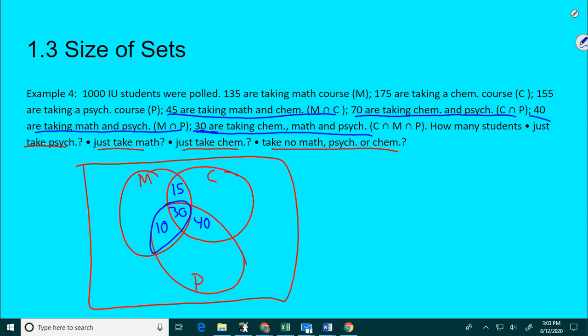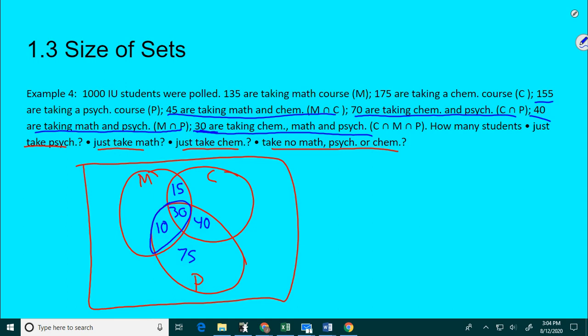And then I can start getting, because actually what it's wanting, how many just take psych, just take math, and so on. We can find those. That's what we have left now. 155 are psych. So this whole circle for P has to add to 155. So 155 minus 40 minus 30 minus 10 should be 75 if I did that right in my head, hopefully.